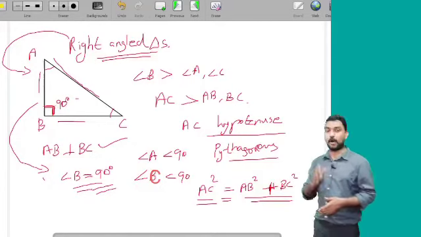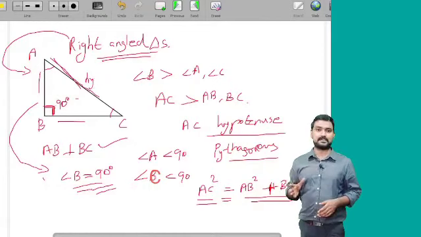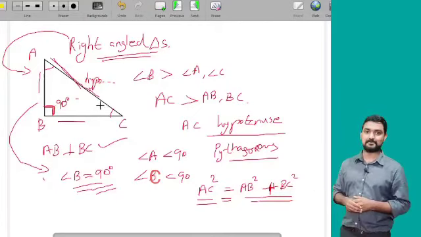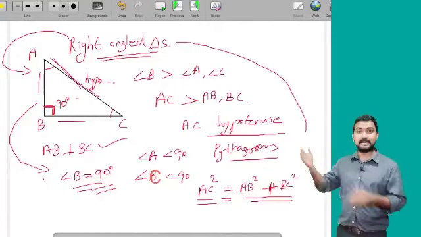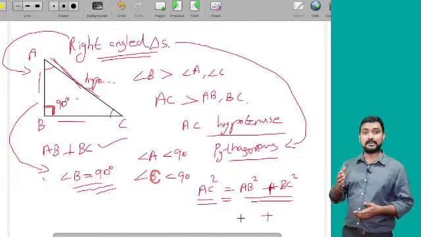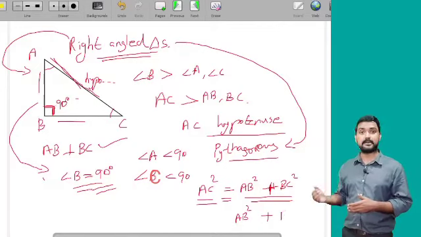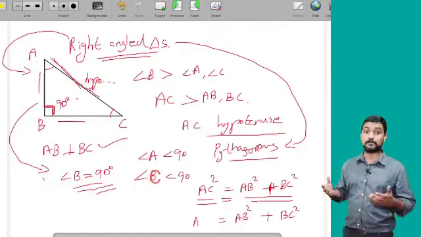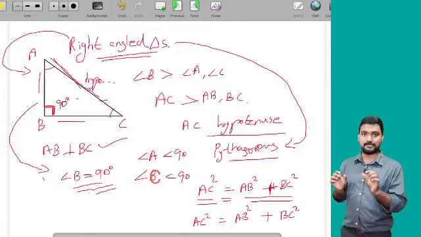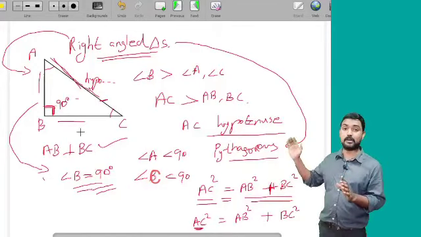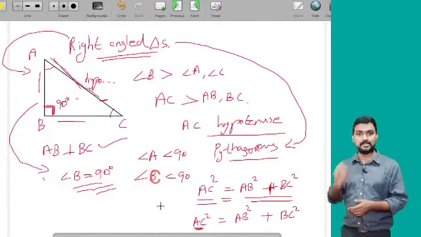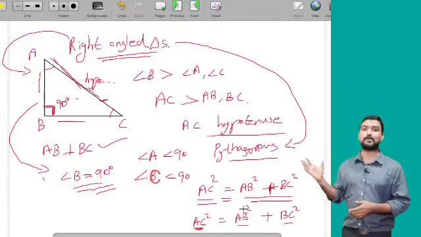So, my dear students, now we studied what a right-angled triangle is. In a triangle, if one of the angles is 90 degrees, it is a right-angled triangle. This right angle's opposite side is the largest side, which is known as the hypotenuse. And related to this right-angled triangle, there is a theorem which is known as the Pythagoras theorem. What is the Pythagoras theorem? That means the hypotenuse, its square is equal to the sum of the squares of the other two sides.